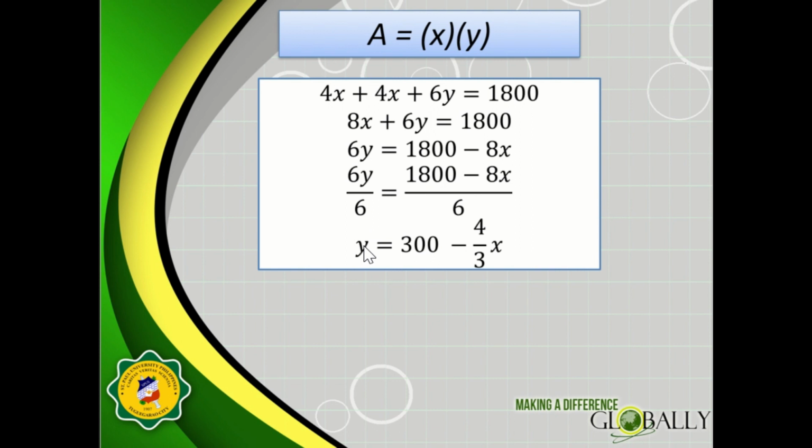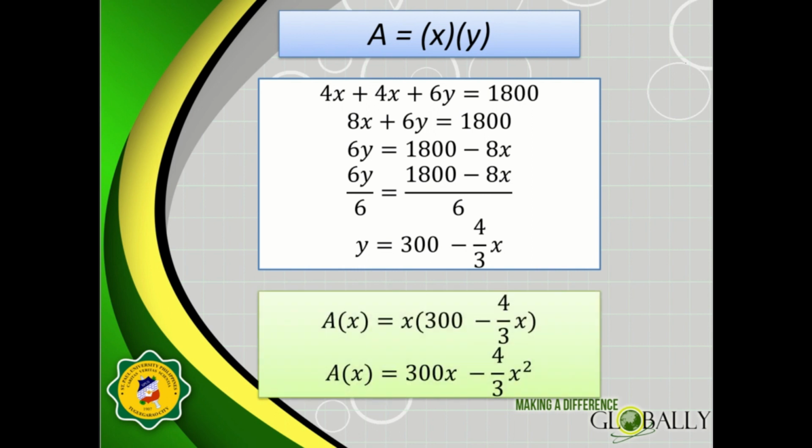So therefore, the resulting equation would be y is equal to 300 minus 4 thirds x. And then by substituting the value of y into our equation, A is equal to x times y, we have x times 300 minus 4 thirds x. And by the distributive property, we obtain 300x minus 4 thirds x squared. Okay, next slide. So now let's proceed to the real battle.